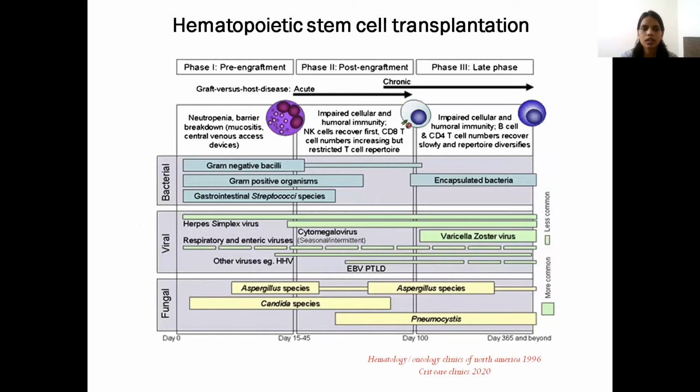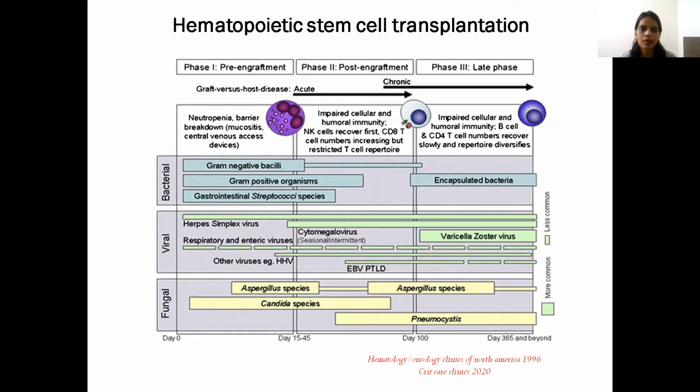Now we'll discuss hematopoietic stem cell transplantation and the risk factors associated with it. Hematopoietic stem cell transplantation has a timeline which differentiates the risk factors associated with it and the type of organisms causing infection. This timeline is divided into three phases. Phase 1 is the pre-engraftment period, phase 2 is the post-engraftment period, and phase 3 is the late phase.